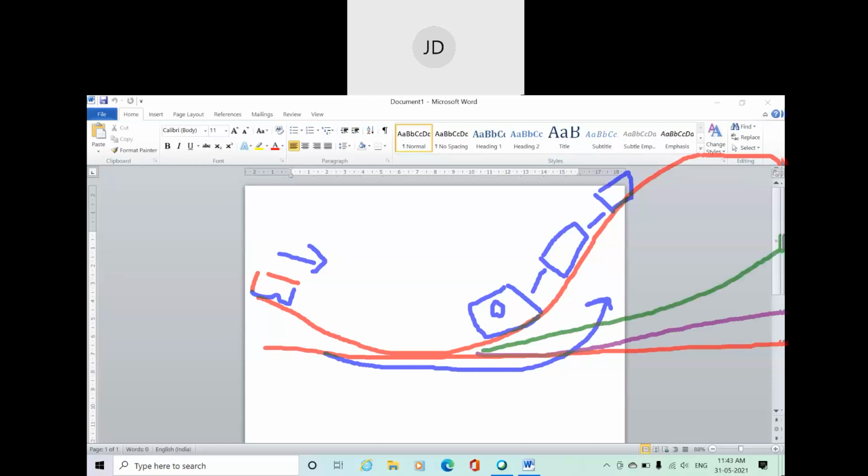This is your ruling gradient. Suppose this is your ruling gradient, and sorry, this is your momentum gradient. Fine. Now this pusher gradient is again higher than this momentum gradient. So this gradient is your pusher gradient.